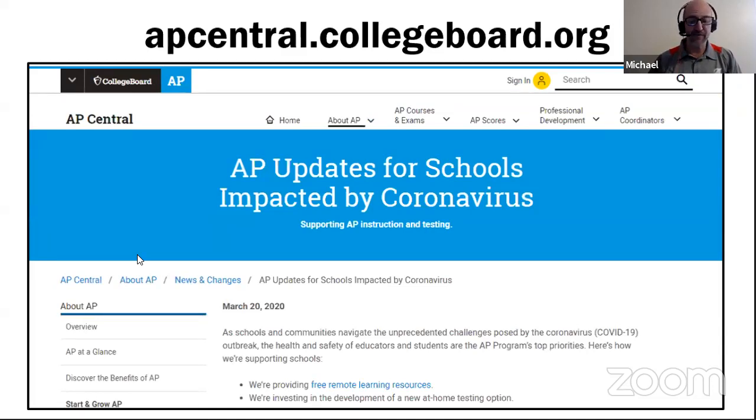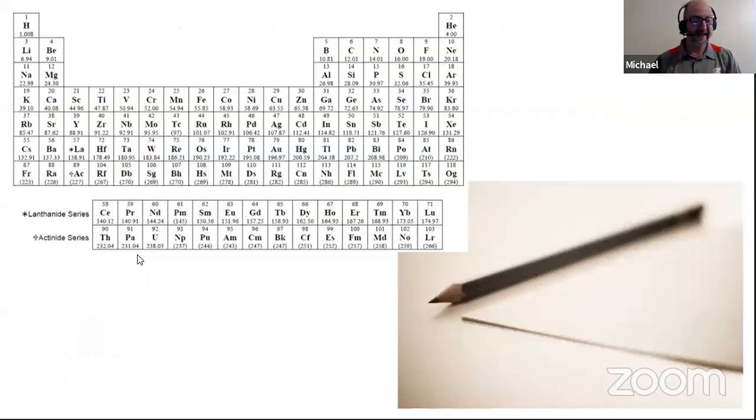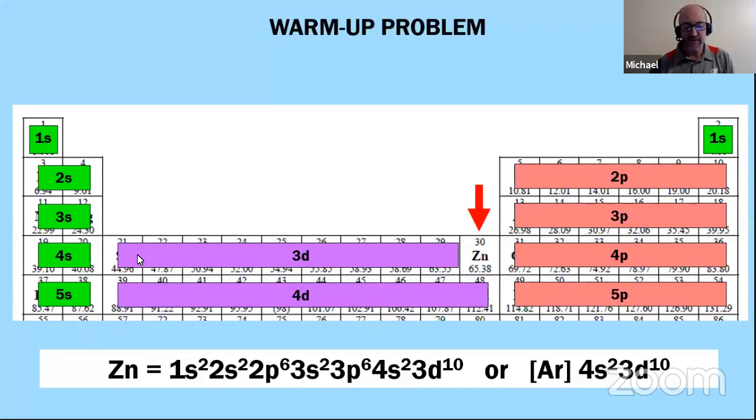You don't have to necessarily write the entire configuration in full like that. You could also abbreviate it with the noble gas, argon, and then write 4s2 3d10. So either of those would be acceptable. And in the language of the AP question, unless they say specifically to write the complete configuration, and they make any comment about not using the noble gas abbreviation, either of these would be acceptable.